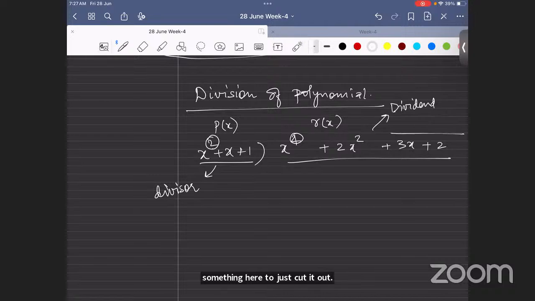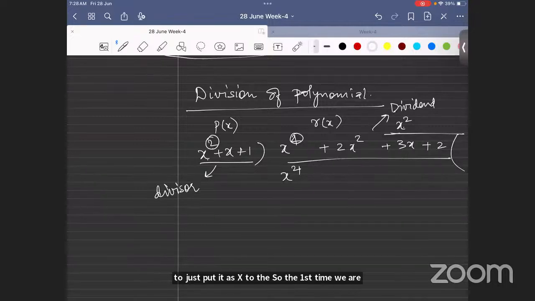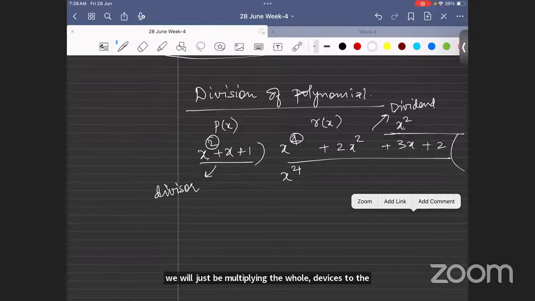So, for example, I'm writing the quotient here. For the first term, I write x square, because if we multiply x square and x square, we get x to the power 4, and it gets cut out. It's the same thing we do in normal division in maths. As we have taken x square, we'll be multiplying the whole divisor by x square. We can't do it just for one term. Then x square gives us x to the 4.